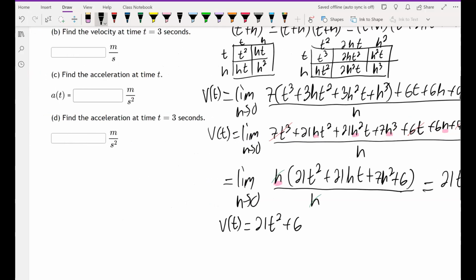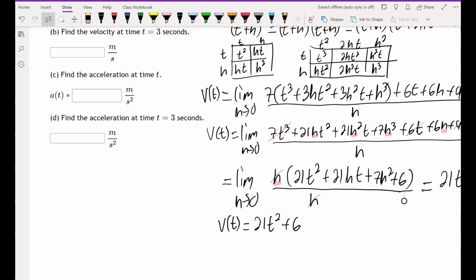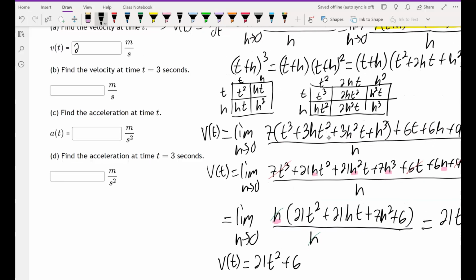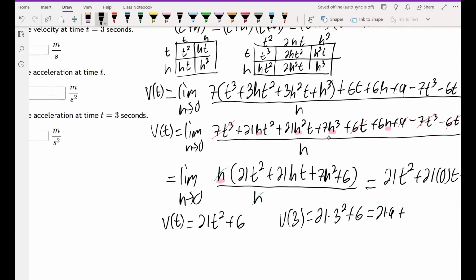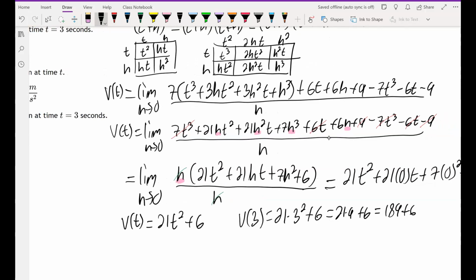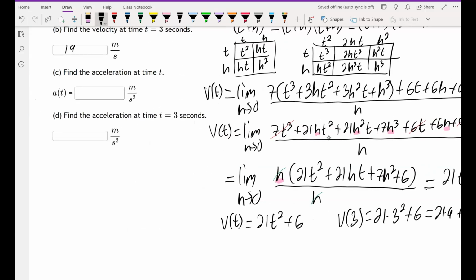And so now that we have the velocity at t, by the way, this is what you would plug in here. You would plug in 21t squared plus 6. And now what happens when we plug in the number 3 to that? So what's v of 3? This is 21 times 3 squared plus 6, which is 21 times 9 plus 6, which is 189 plus 6, which is 195. So this is 195 meters per second is the velocity of this thing.